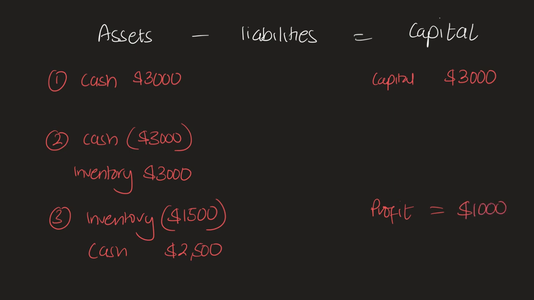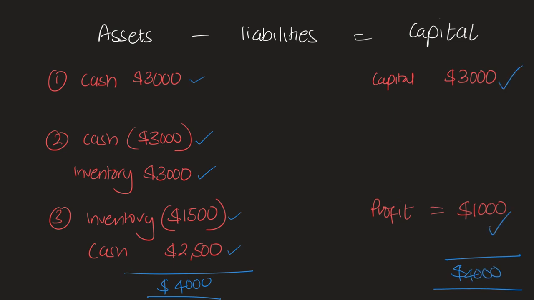Now, if we were to total up everything that's happening here, we do 3,000 to start with, deduct 3,000, then add 3,000, deduct 1,500 and add 2,500, we get a total of 4,000 in the assets column. And likewise, we have a total within our capital of 4,000 because that is just the 3,000 and the 1,000. Obviously here, when we think about the assets, they are all examples of current assets. So cash, inventory, these are examples of current assets.